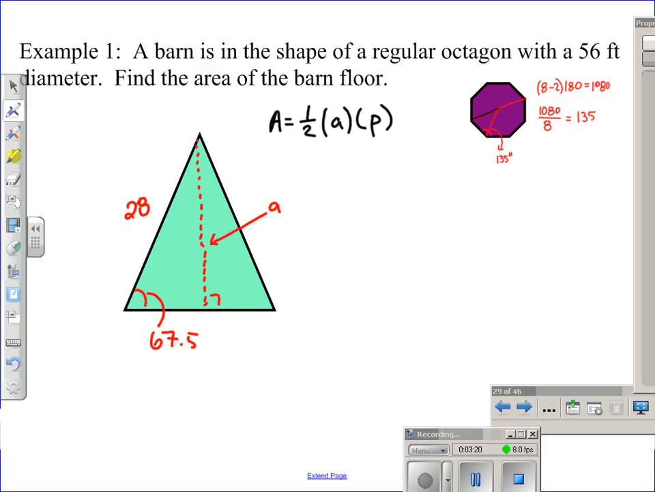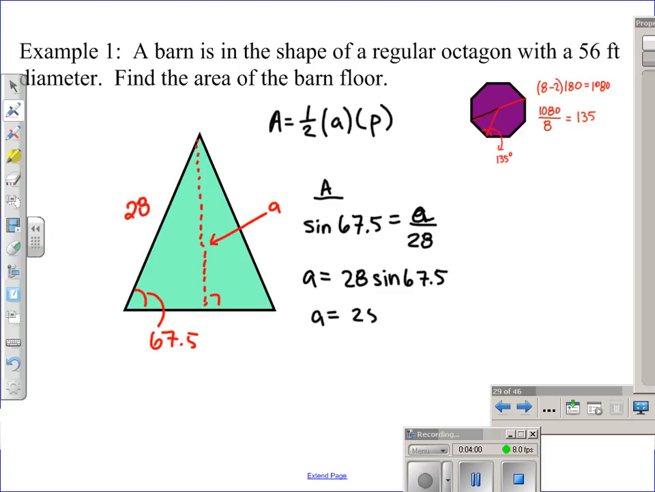Let's go ahead and find the apothem. So we've got a 67.5 degree angle. We're looking for the apothem and we have the hypotenuse. So we figure out what trig ratio we would use for that. That's opposite and hypotenuse. So to find the apothem, we're going to say sine of my 67.5 degree angle is equal to my apothem over my hypotenuse, which is 28, which means my apothem is going to be 28 times the sine of 67.5, which is going to give me about 25.9.